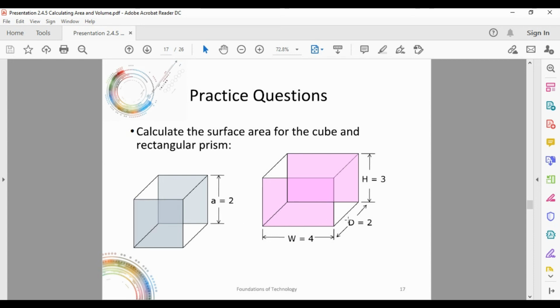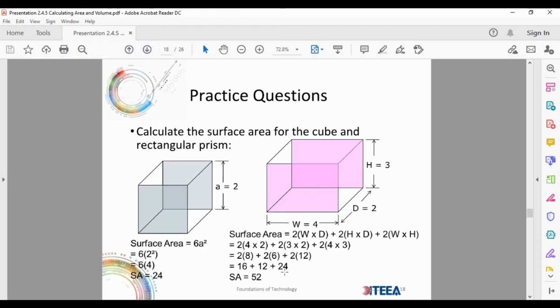Pause the video if you want to try and beat me to this one, but this is going to be, let's see here, 8, 12, 36, and 36 plus, let's see here, this is going to be 8, 16, 16, that's 46, 54 square units, I believe. Oh, I was off just a little bit here, 52. So, oh well, I missed it.